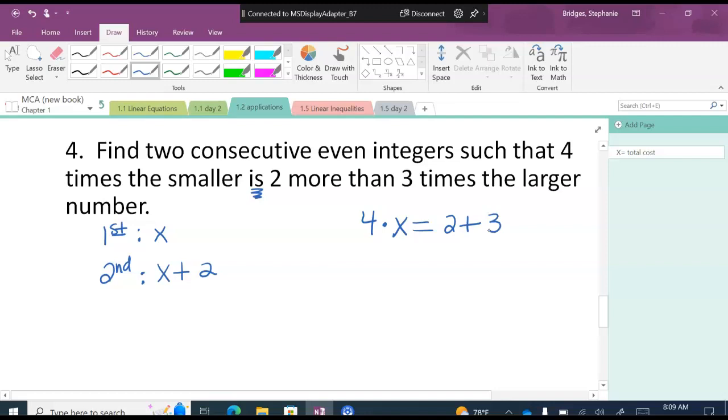So what should I do with that? Put it in parentheses, because that 3 has to be multiplied by both parts of that number. It's the whole number together, the x plus 2. So 4 times the smaller, 4x, equals 2 more than 3 times the larger. Keep going with it. Once you find x, remember we're looking for 2 numbers. So you're going to find x, and then the next consecutive even number is also going along with that.